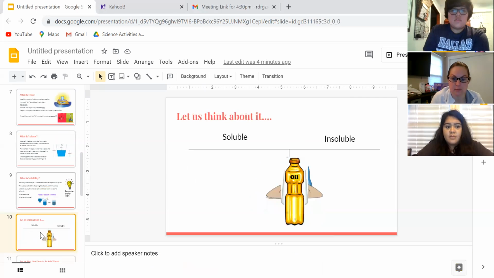So we're going to do this together. Here we have a T-chart, and I have soluble on the left and insoluble on the right, and a few pictures that I want you guys to help me kind of categorize. So when we think of oil and we think of pouring oil and water together, what do you think is going to happen during this process?